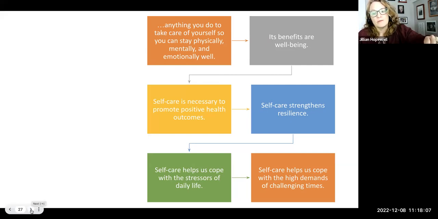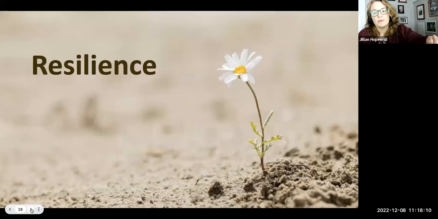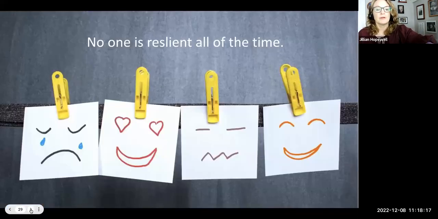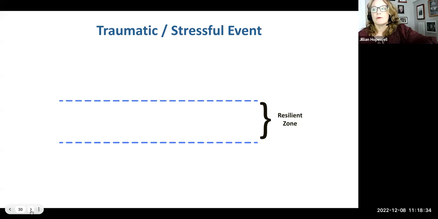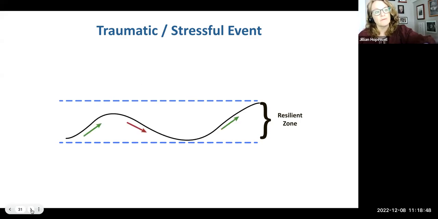If you go to the next slide, it's a development of a level of resilience, which is not to say that you should ignore what's happening or somehow not be very present, but it helps to develop your ability to respond with the understanding that no one is resilient all of the time. So if you think about traumatic and stressful events and people living within a resilient zone, as trauma happens, if you move to the next slide, you kind of ebb and flow within that generally resilient zone that you can stay within, or that you can work with.